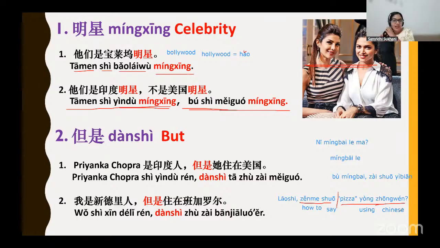Dheeraj, now can you ask one question related to this? How to say XYZ using Chinese? 老师怎么说 keyboard 用中文? 可以. I'm not going to tell you right now. I don't want to overwhelm you with the vocabulary. But yeah, that's it.